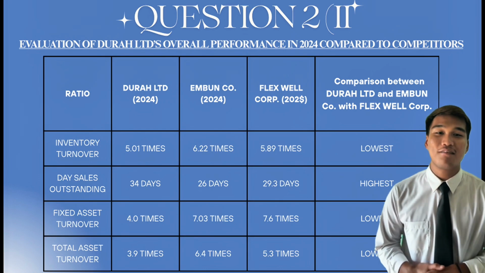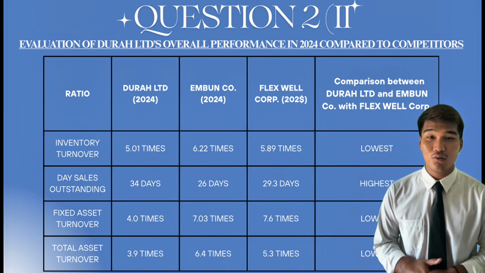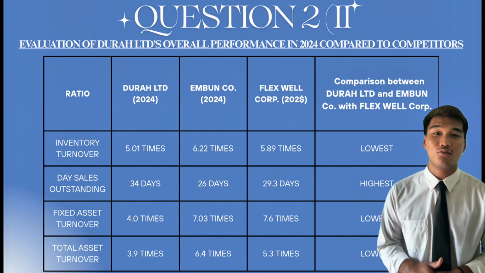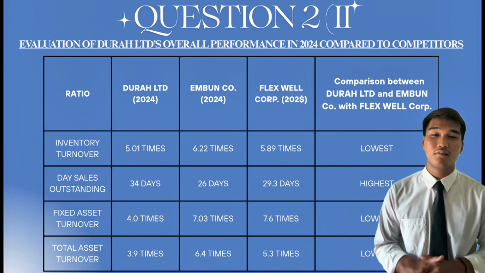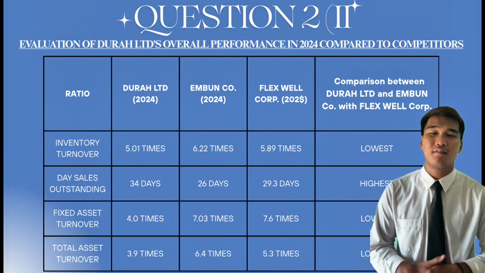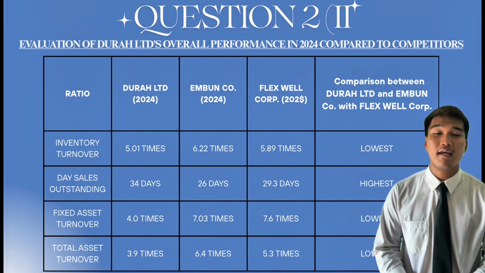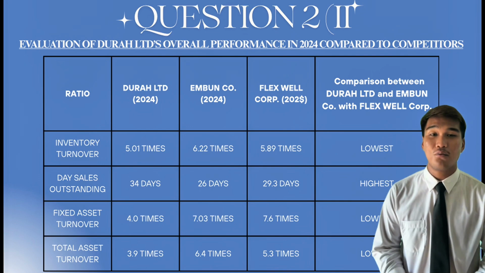Now, let's look at fixed asset turnover. Dura only managed 4.0 times while Embun and Flexor achieved 7.03 and 7.6 times respectively. This shows that Dura is not using its fixed assets like machinery and equipment as efficiently, and as a result generates less revenue from them.